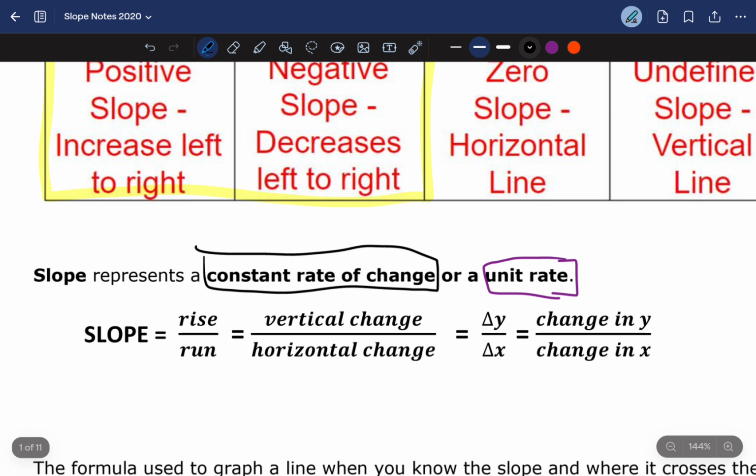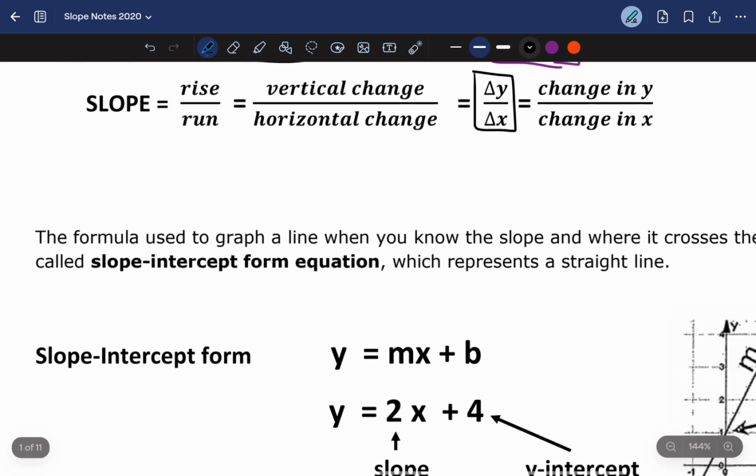Vertical change over horizontal change. Well, your y values are your vertical change, so you either go up or down, and then your horizontal change is going left to right. Or you'll see delta y over delta x, which just means the same thing as this last ratio, change in y over change in x. We always look at our y values first before our x values when we're calculating slope or rate of change.